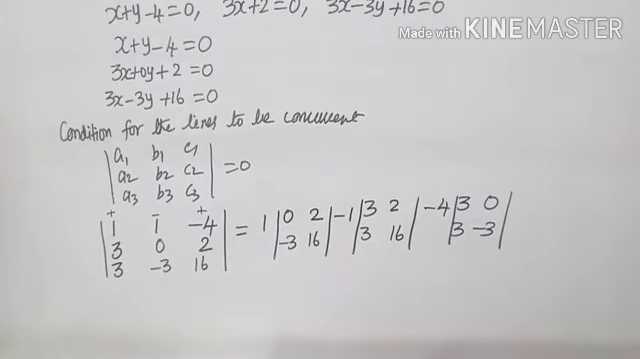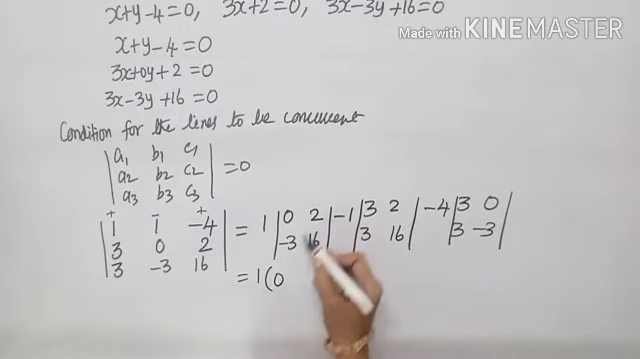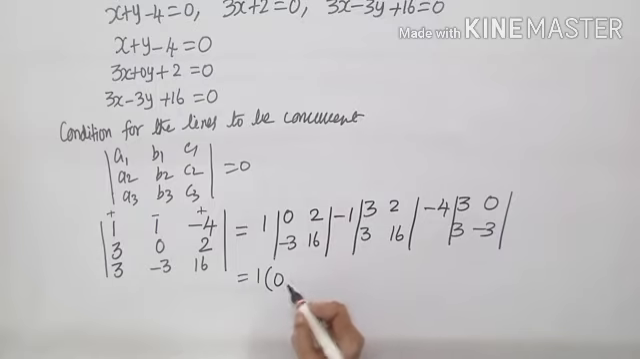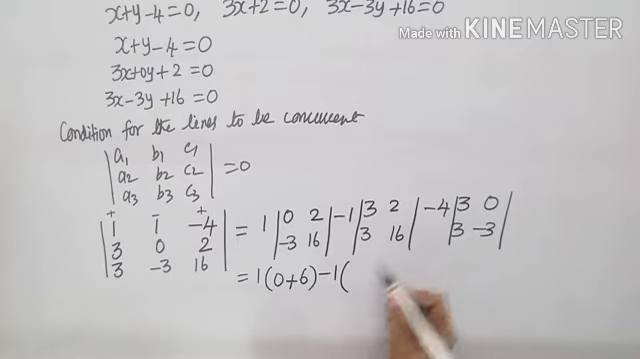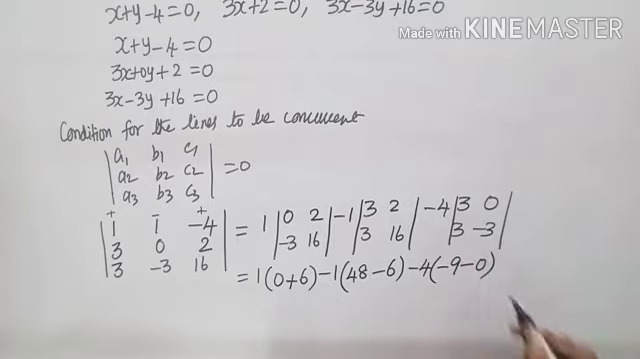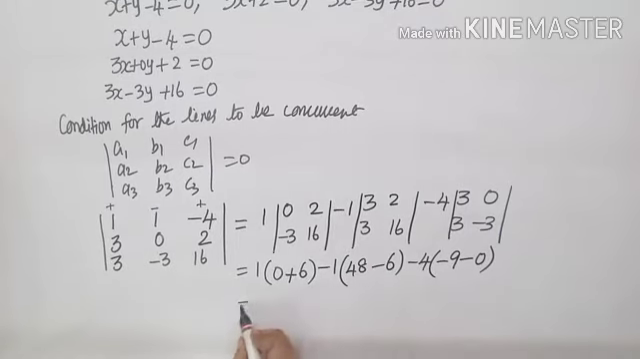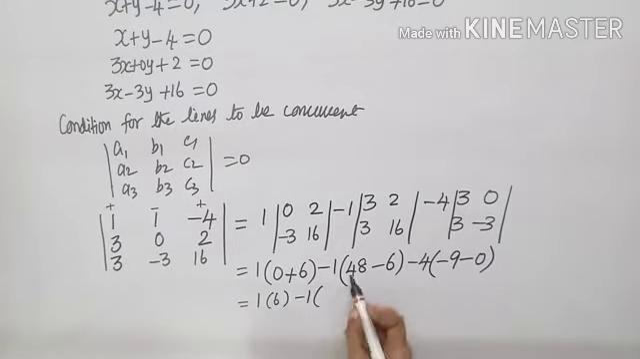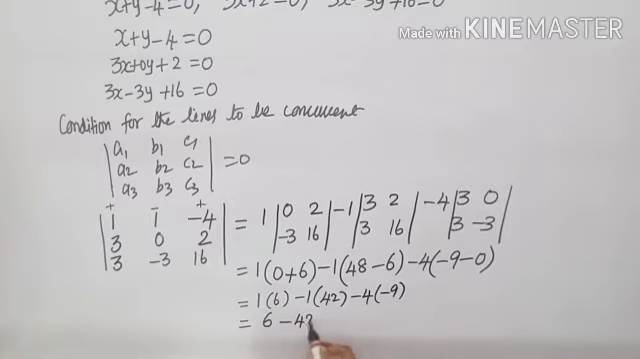Expand the determinant. 1 into 0, multiply, subtract. 0 minus of minus 6 is plus 6. Minus 1 into 48 minus 6. Minus 4 into minus 9 minus 0. Simplify the answer. It is 1 into 6 minus 1 into 42 minus 4 into minus 9, or I get 6 minus 42 plus 36, which is 0.